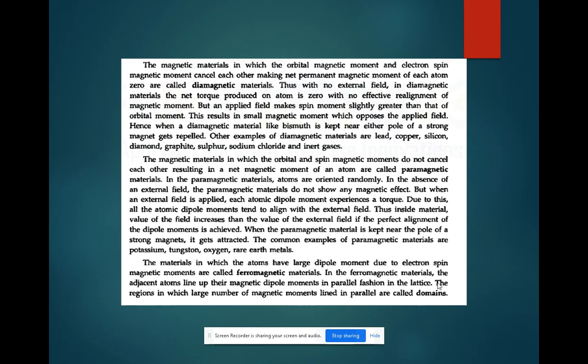Next we are going to see the paramagnetic material. Here the orbital moment as well as the spin moment do not cancel each other. If you look at diamagnetic above, the orbital moment as well as the spin moment get cancelled to each other. But here, it will not cancel, so that we will be having some net magnetic moment.